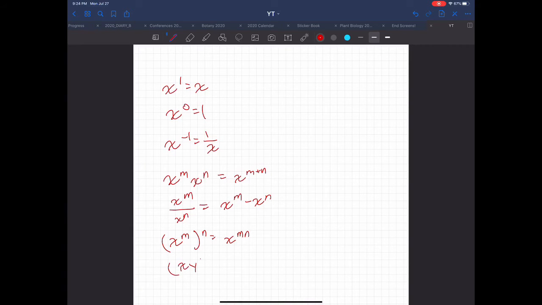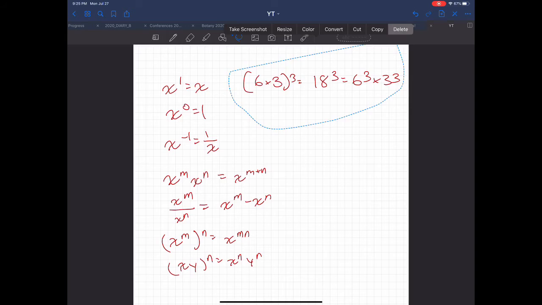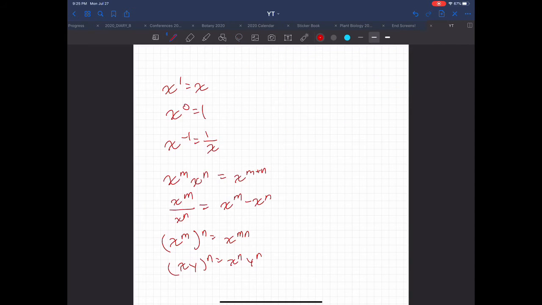All right, and then we have x to the y. Xy to the nth would be x to the nth times y to the nth, and hopefully that also makes sense. And just as an example, 6 times 3 cubed would be 6 times 3, which is 18, and then 18 cubed, which is also equal to 6 cubed times 3 cubed. And so, yep, that's just an example. And these are the exponent laws, the laws of exponents.